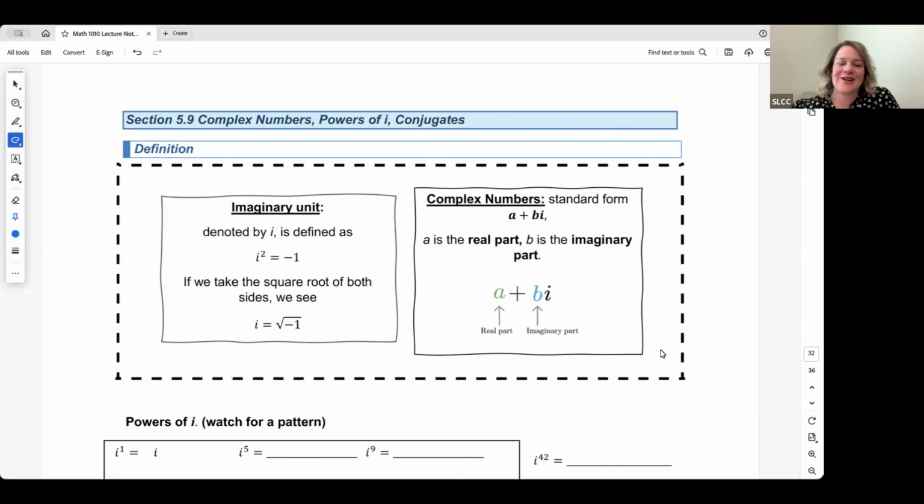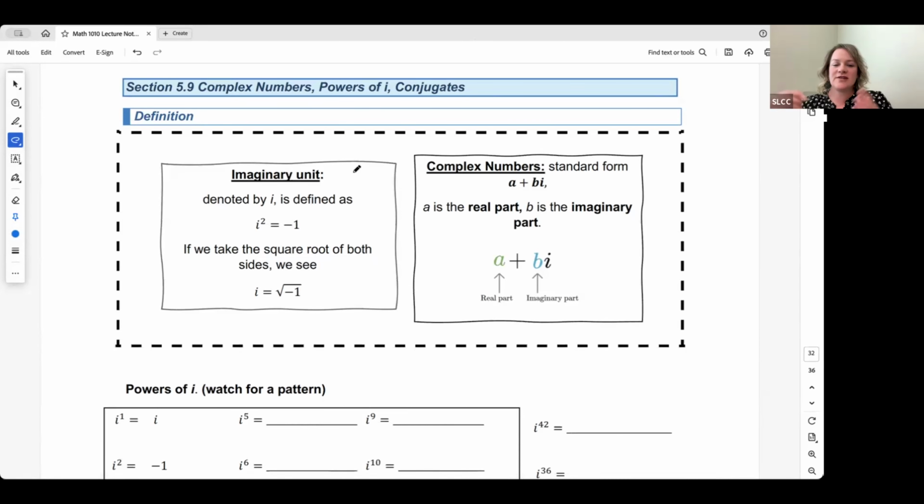Hi, today we're going over section 5.9, complex numbers, powers of i, and conjugates. In this video, we'll talk about the definition of complex numbers, and we'll look at problem number 1 and problem number 2. All right, let's get started on the definition.